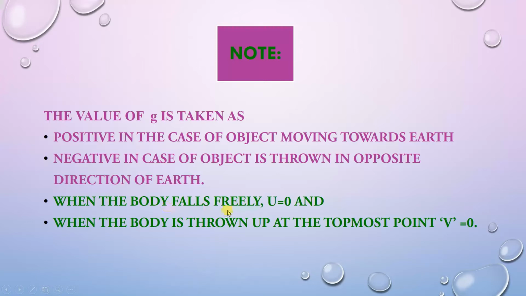And when the body falls freely, we take u equal to 0, meaning when the body is dropped. No external force is applied, we just drop it. It is moving under the action of gravitational force only. So we will take u, that is initial velocity, as 0. And when the body is thrown up, at the topmost point the final velocity will be 0. When we throw something upward, at the highest point it will stop for a moment and then move back to the earth. So at the highest point its velocity, that is the final velocity of the body, will be 0.